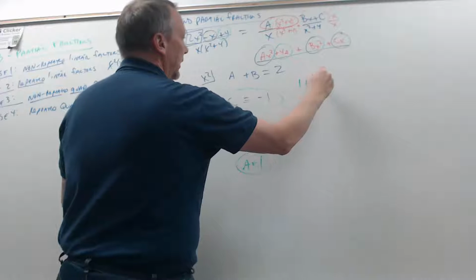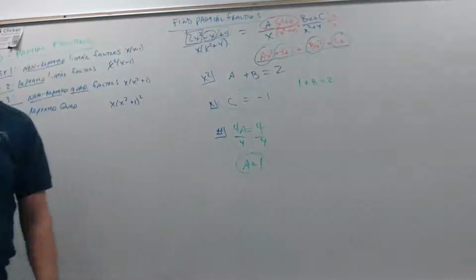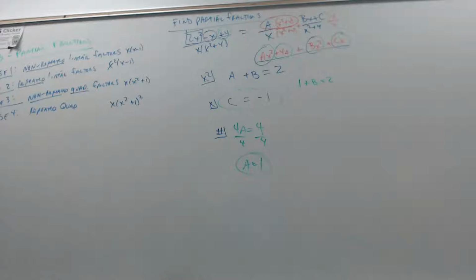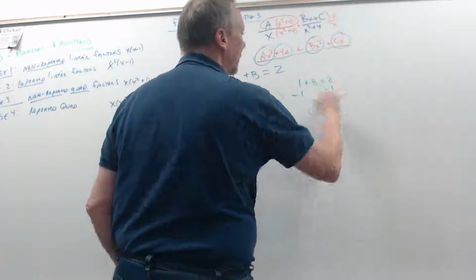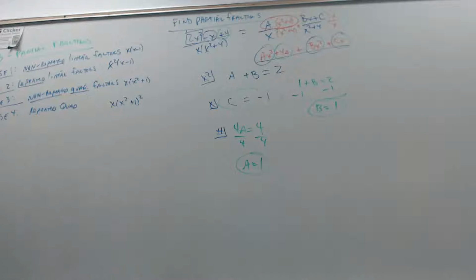1 plus b equals 2. That's why you should always write it down so you don't make mistakes like that. And, oh, actually, it wasn't a mistake. You're right. I thought it was. B equals 1. And so what are your partial fractions?